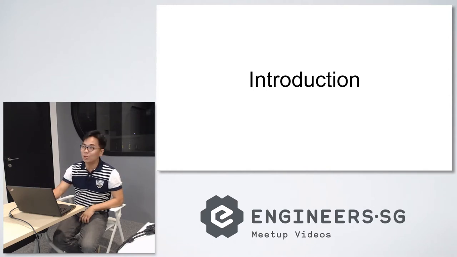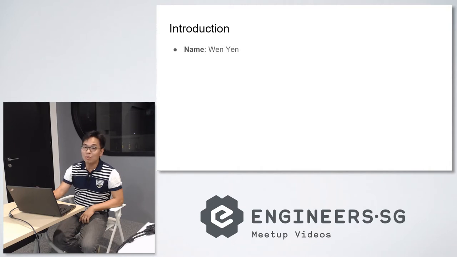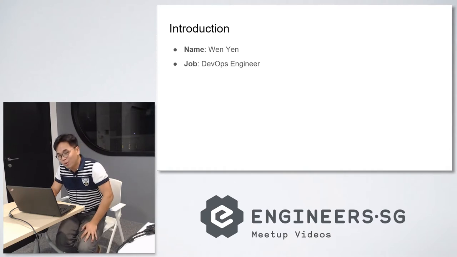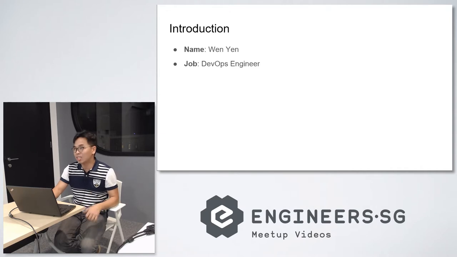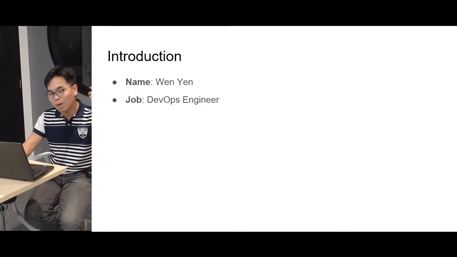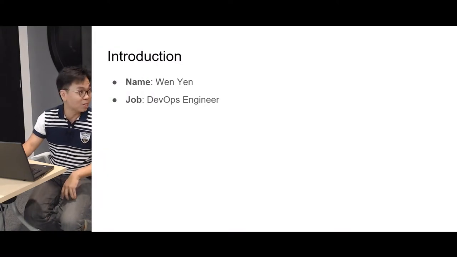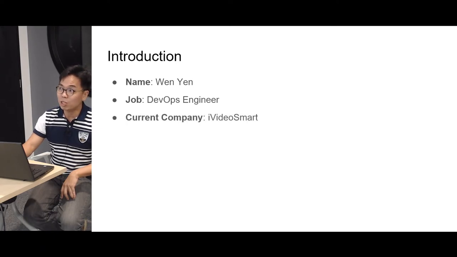But before that, let me introduce myself. My name is Wen Yen. I actually work as a DevOps engineer right now, dealing with systems and Linux systems and all that. Previously I worked as a PHP developer, C++, all that. I go a long way back. When I was first developing, we were still using DOS 3.0. So it was a long, long time ago. I just love programming, all things technical. Currently I'm working at iVideo Smart. Zion is my colleague there.